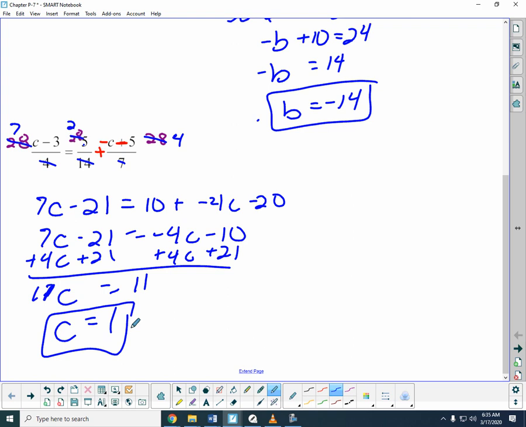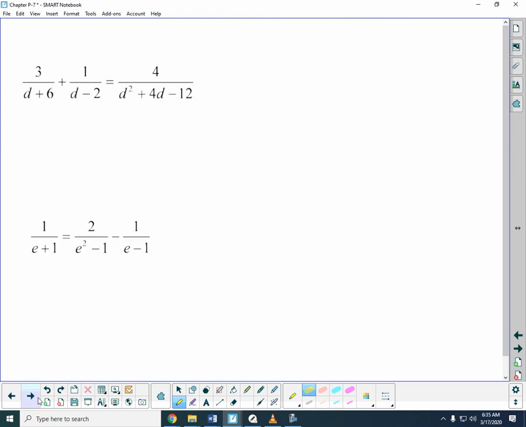So again, when there's an equal sign, that's when you can multiply both sides by the same thing. And I'm multiplying both sides by the common denominator, and that eliminates my denominator. Okay, so let's move on to the next page, where again we have rational equations, equations with fractions.